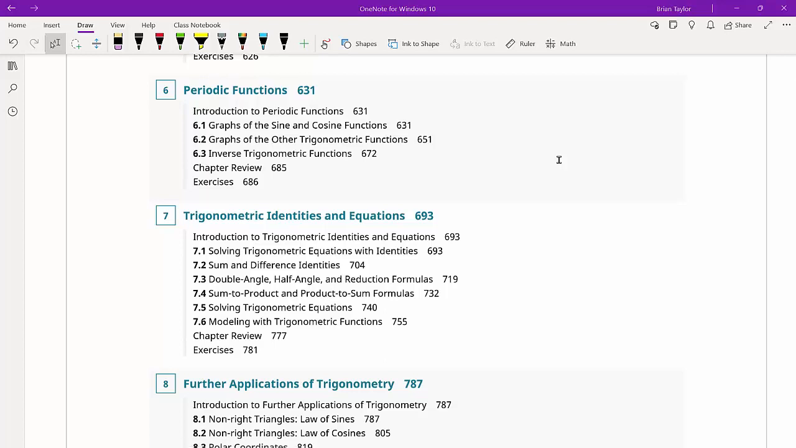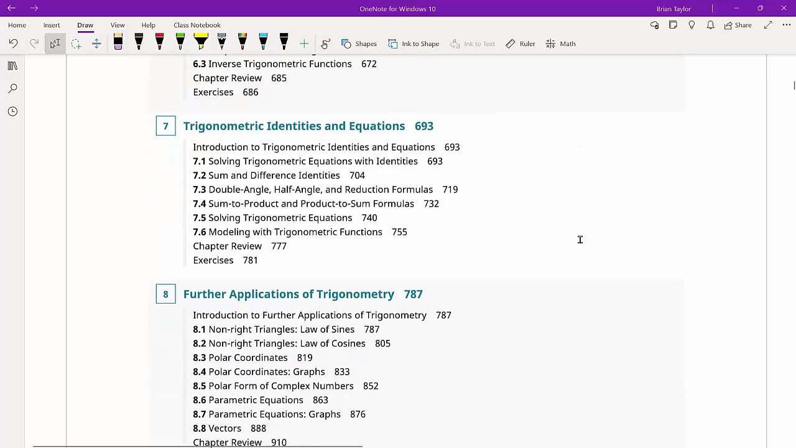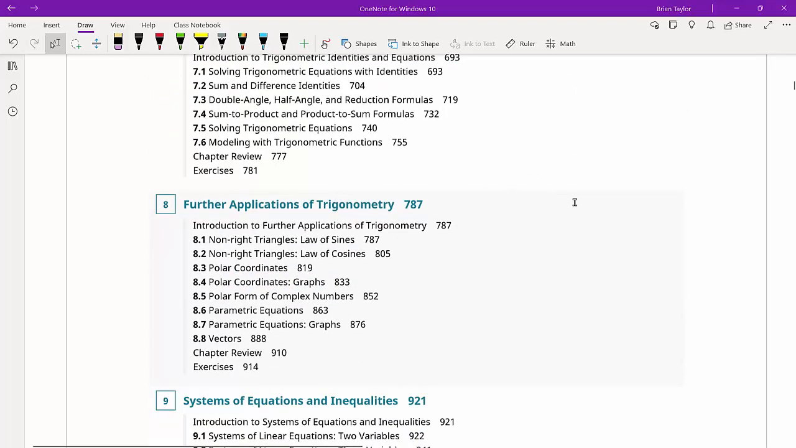There'll be a large section or chapter on trigonometric identities and equations, which may seem perhaps a little bit too much for some of you, but it actually turns out to be quite important once you get into calculus, because a lot of calculus is writing things in a different way to make it a little easier to deal with. There is then another chapter on further applications of trigonometry.